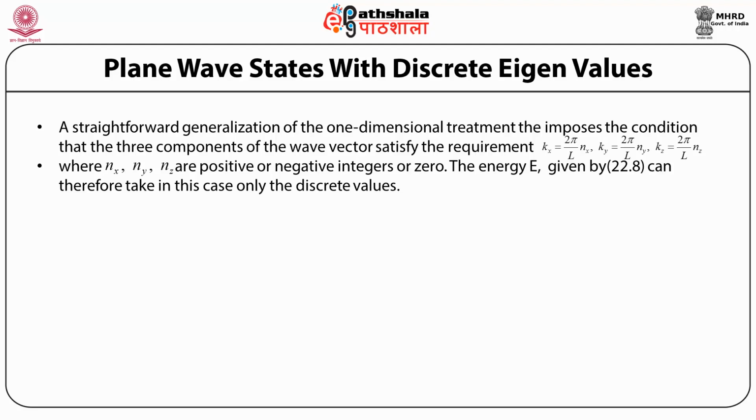kx = 2π/L times nx, ky = 2π/L times ny, kz = 2π/L times nz, where nx, ny, nz are positive or negative integers or 0. The energy E given by 22.8 can therefore take in this case only discrete values.